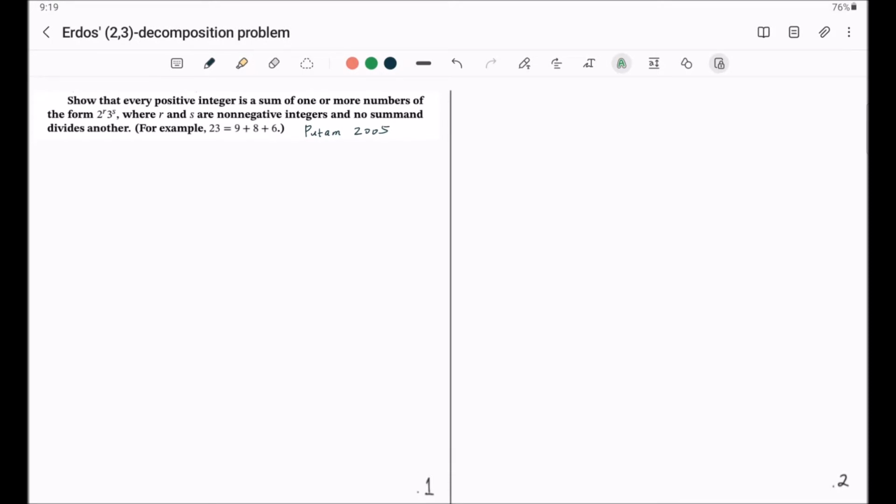In this lecture, we will talk about a problem in Putnam Math Computation 2005. The problem asks us to prove that every positive integer is the sum of one or more numbers of the form 2 to the power r times 3 to the power s, where r and s are non-negative integers, and no summand divides another.